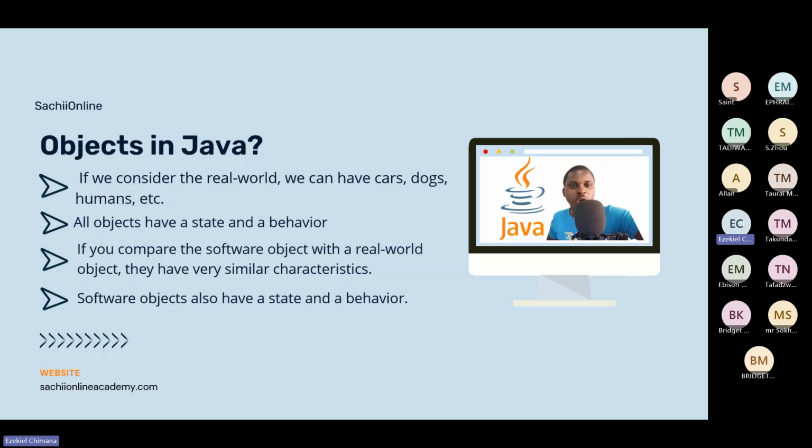So let's look at what we call objects in Java. If we consider the real world, we can have cars, dogs, humans, etc. as objects. You are talking about real world objects, right? We've got cars, right? So objects have got what we call a state and a behavior. If you look at a car, we can have the color as well, can have the make, the model, the type, whatever.